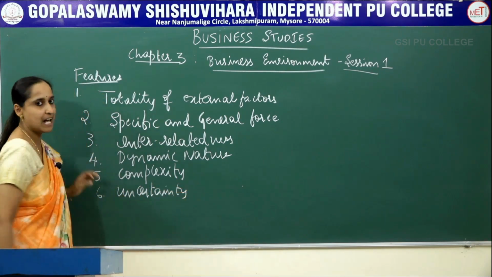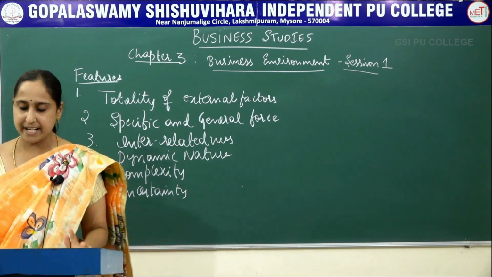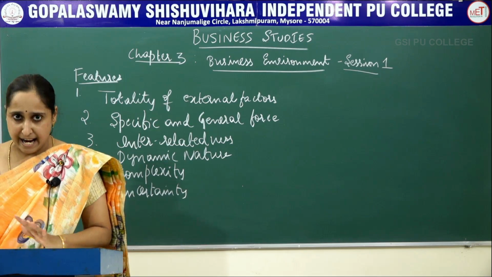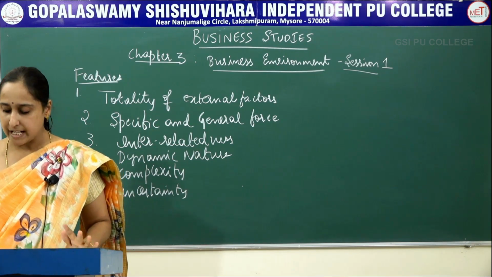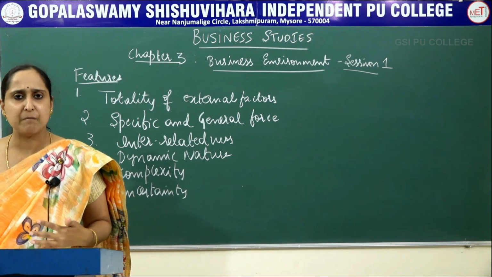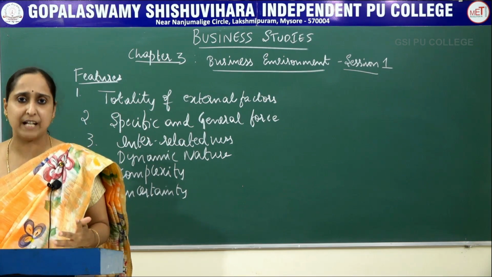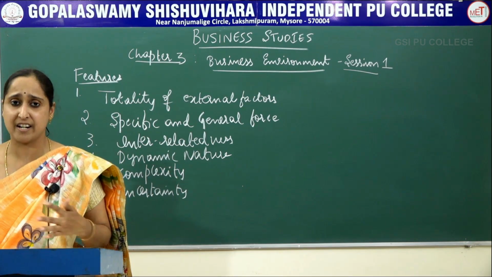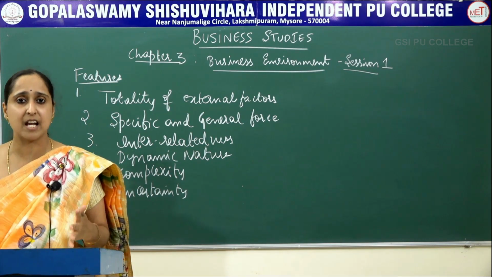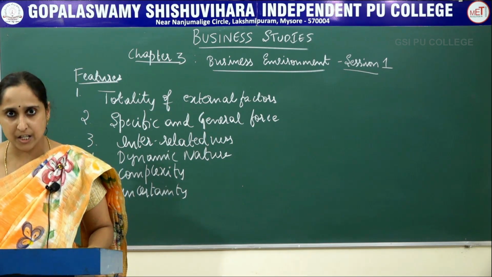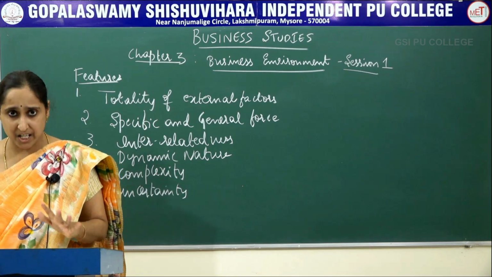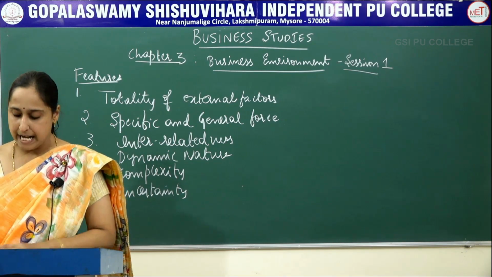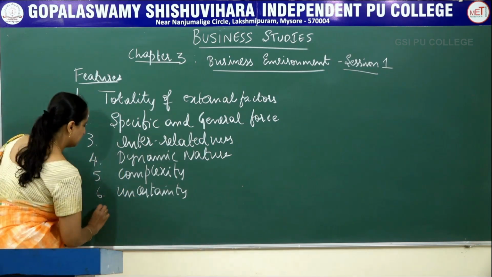Next is uncertainty. Future itself is uncertain. See, it is very difficult to predict the changes which happen in the environment. Especially when environment changes take place too frequently, like for example, changes in fashion or trend in fashion and customers' tastes and preferences, it keeps on changing. So to predict the change is very difficult. So it is uncertain.